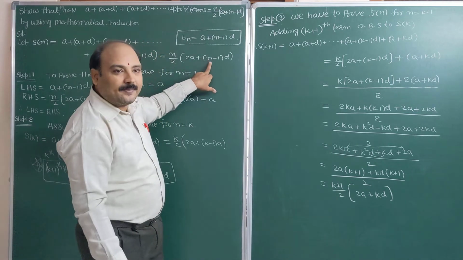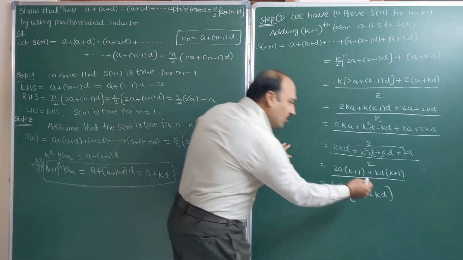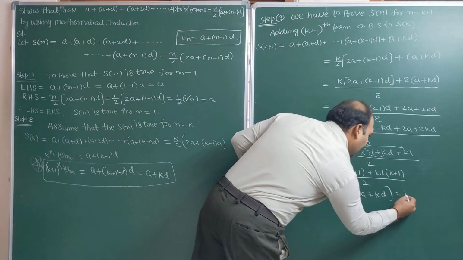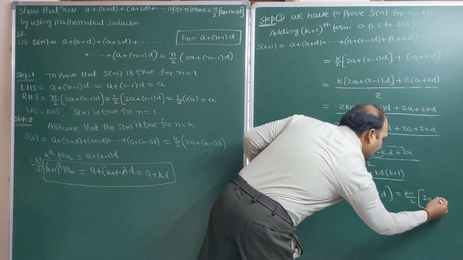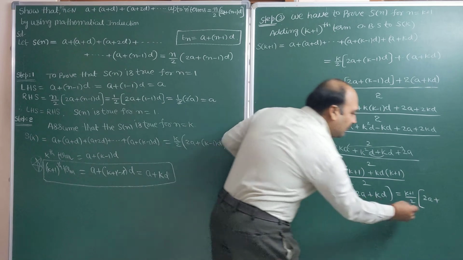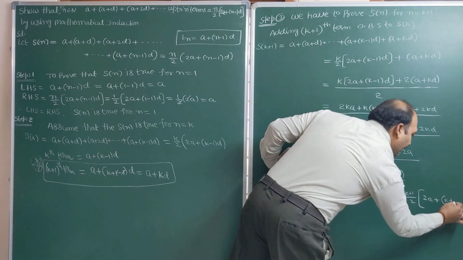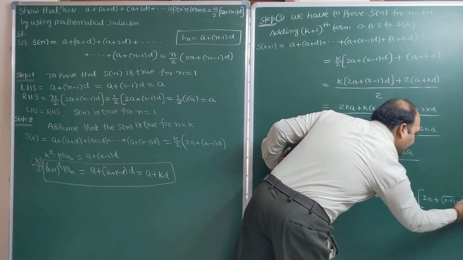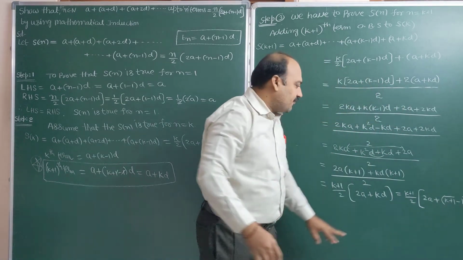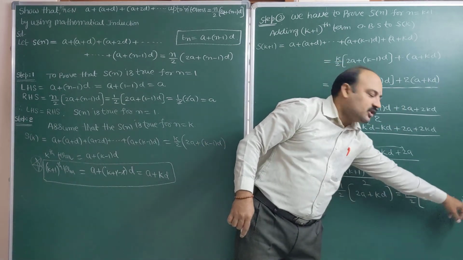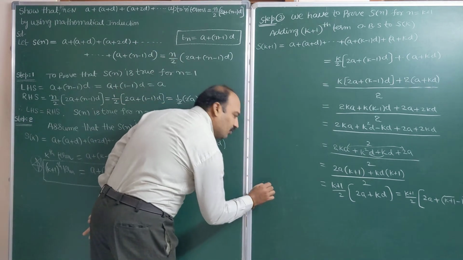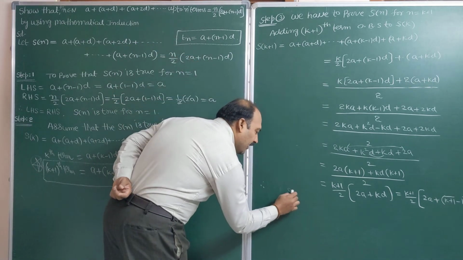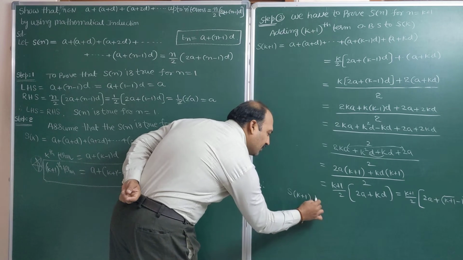But here, k plus 1 minus 1 I want. Can you write this step as k plus 1 by 2, (2a plus kd) can be written as (k plus 1 minus 1) into d. Is it in the form of n by 2 into (2a plus (n minus 1) into d)? So, conclusion step. Therefore, it is true for n is equal to k plus 1. Therefore, S of k plus 1 is true.